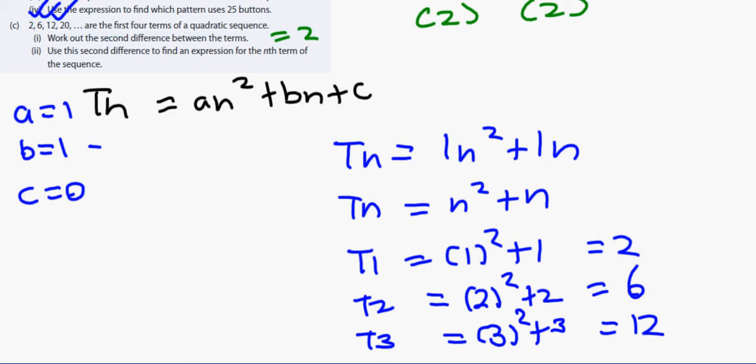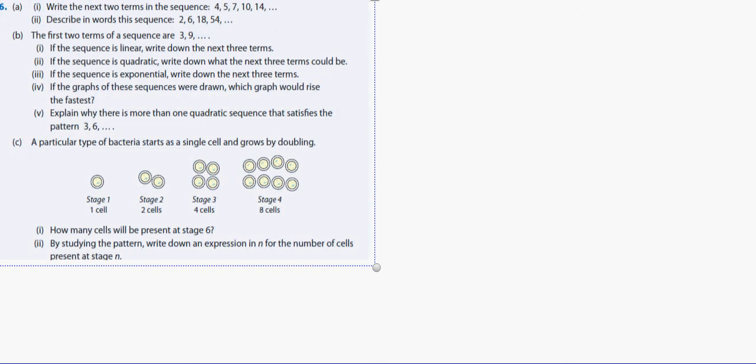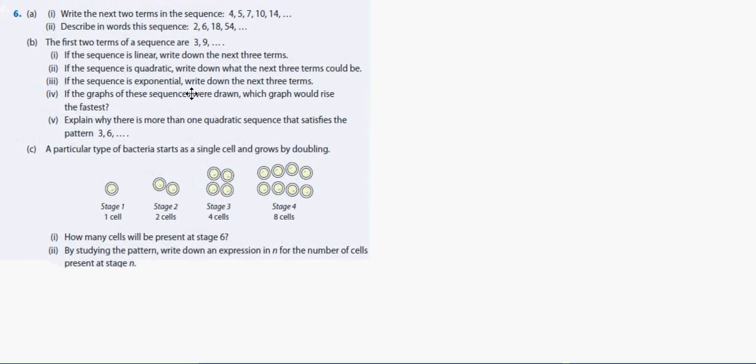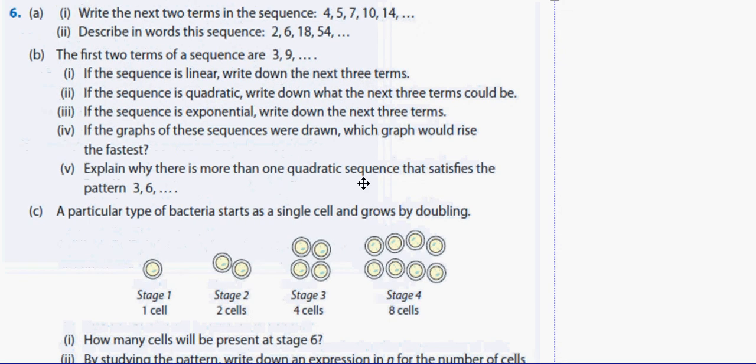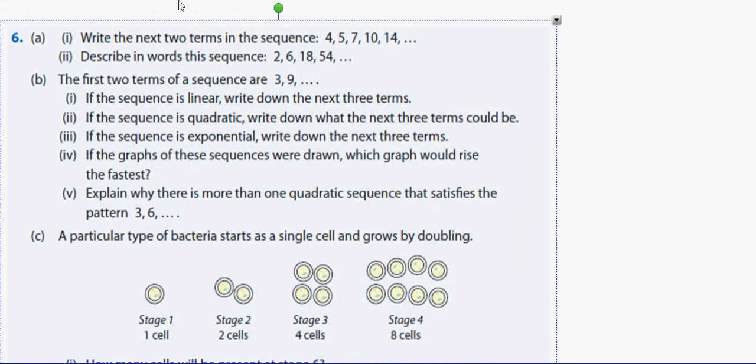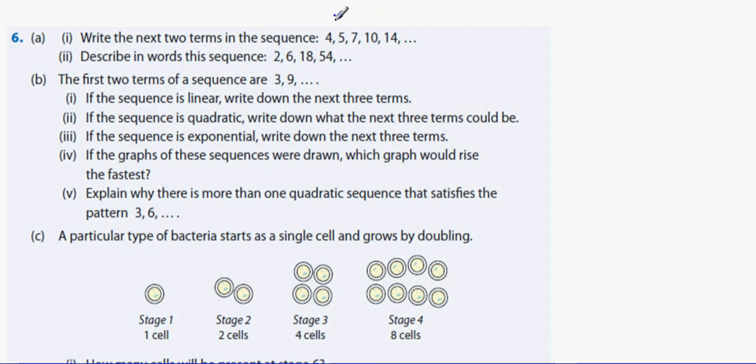Next one, number 6. Write down the next two terms in this series. Okay, so we'll just quickly make it a bit bigger. First one goes up by 1, second one goes up by 2, third one goes up by 3, fourth one goes up by 4. This one's going to go up by 5. Next one's going to go up by 6. The one after that will go up by 7. It's 32.